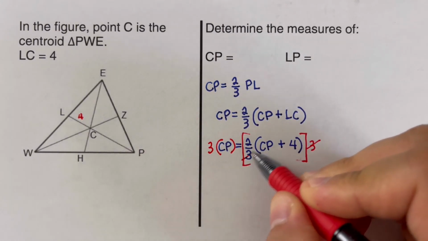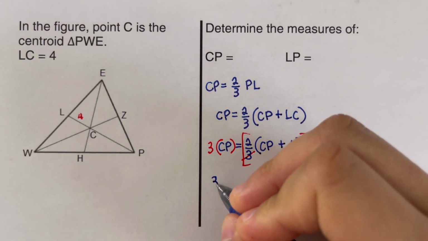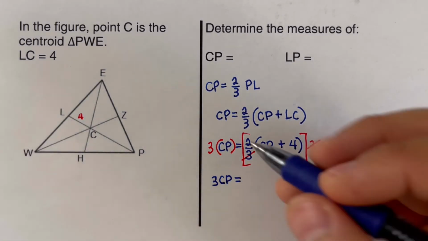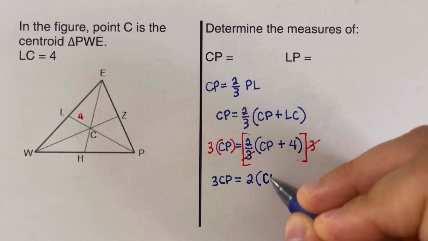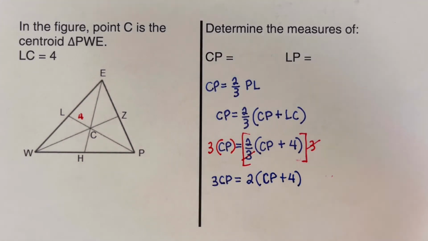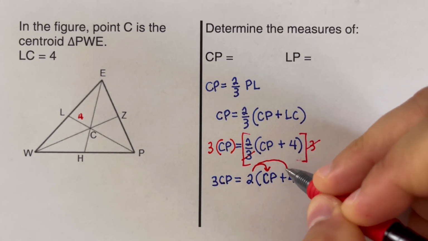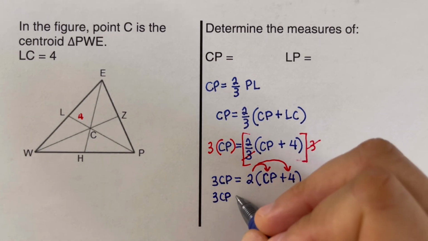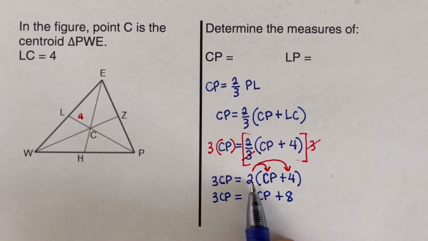So we can cross this 2 out. So we are left with 3CP is equal to, so we can go ahead and rewrite this, that is 2. And then we have CP plus 4. We distribute the 2 to each of the terms inside the parentheses. That's gonna be 3CP is equal to 2CP plus 8 because you have 2 times CP is 2CP. 2 times 4 is 8.